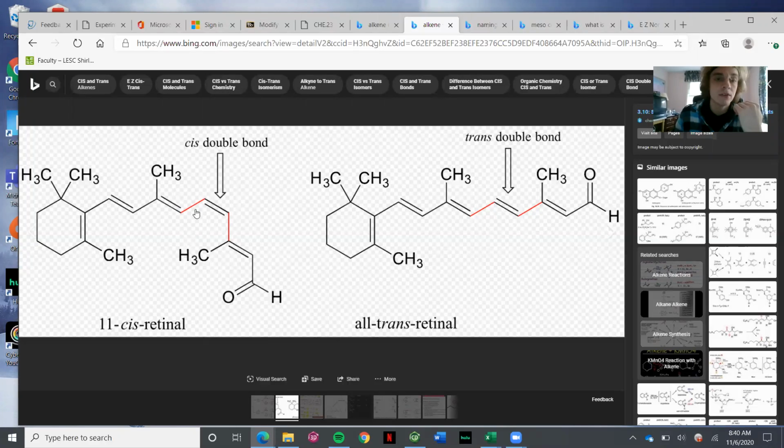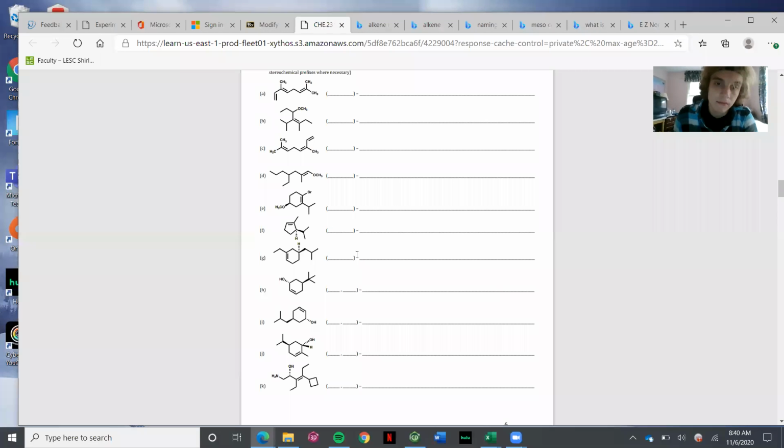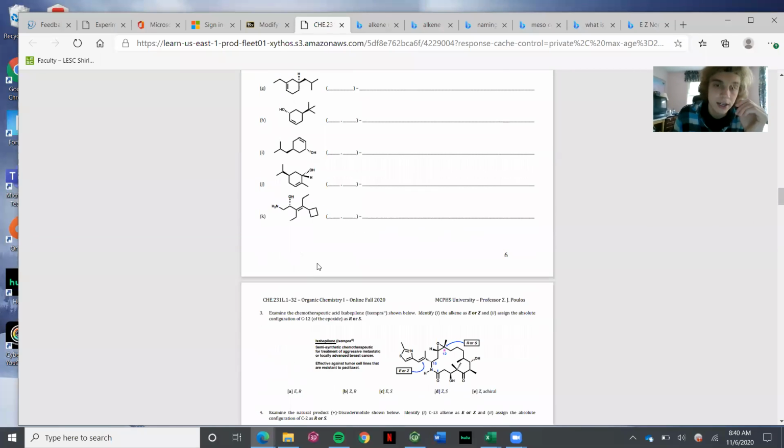Now, when you have two priority groups that are facing the same direction, like on this example on the left, we call it cis. So, or Z, zusammen. Zusammen just means same in German. So when you're naming an alkene where the two highest priority groups are going in the same direction, you call it cis. And when you're naming it, you can call it cis or you can call it Z. And over here, you call it trans or you would call it E. And then, as we spoke about before, these dashes and wedges are just referring to the stereochemistry, not to the regioselectivity.